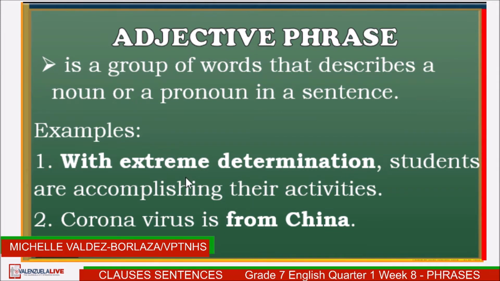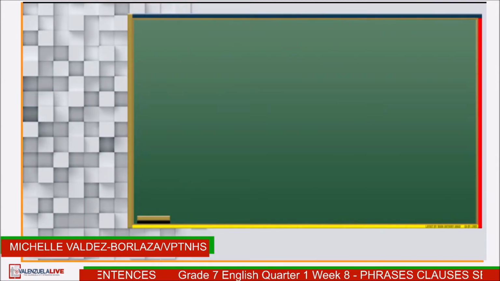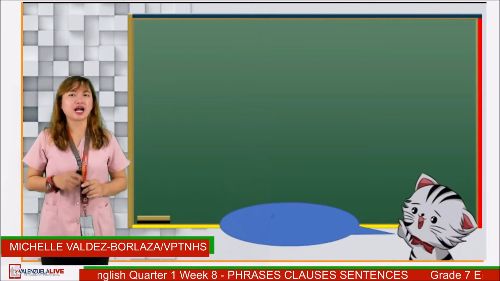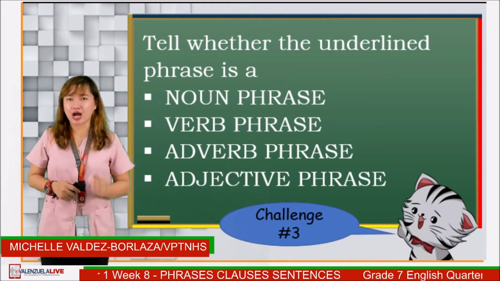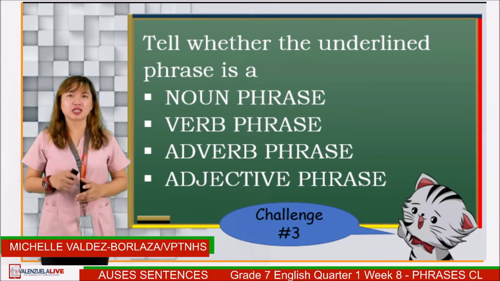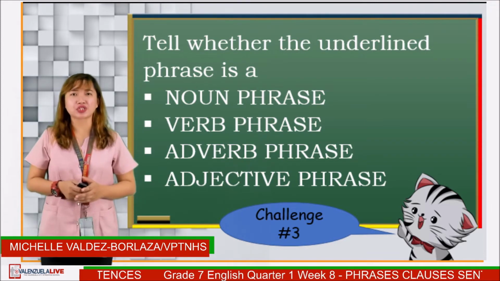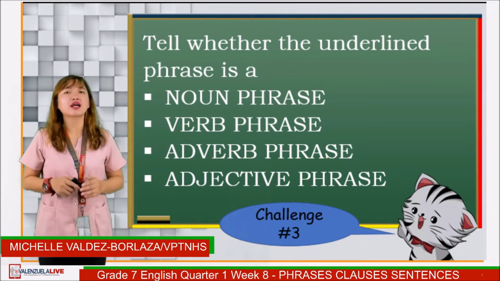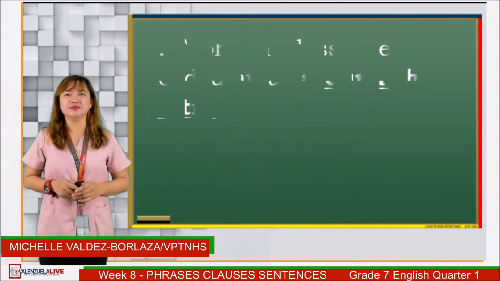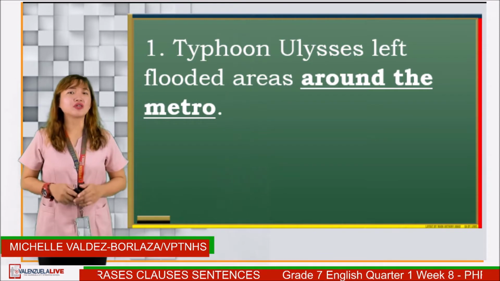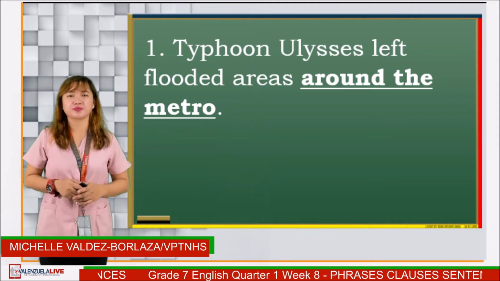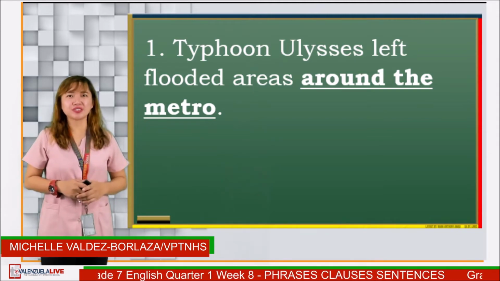Now, let's try another challenge. Tell whether the underlined phrase is a noun phrase, a verb phrase, an adverb phrase, or an adjective phrase. You may comment your answer on the comment box or write it on a piece of paper. Let's now have number 1. Typhoon Ulysses left flooded areas around the metro. What is your answer, learners?